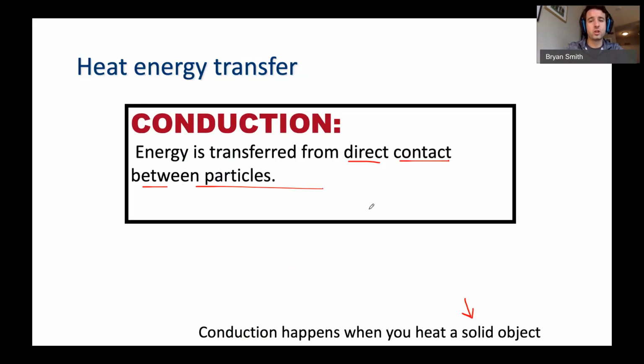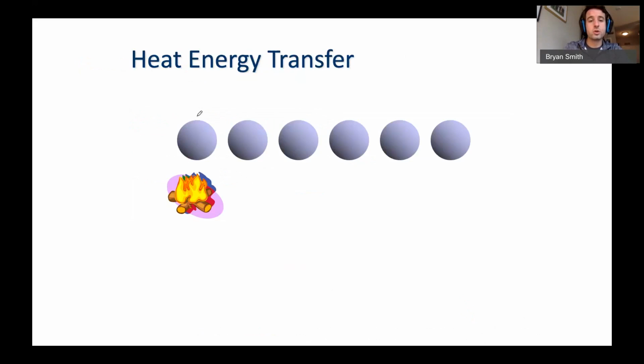So know that conduction is direct contact between particles. That's how the energy change happens, or the energy transfer happens, and it works specifically with solids. I would have this definition written down in your notes. Okay, so I'm going to move on. Great. So here's a picture of a heat source, and then these right here are examples of particles.